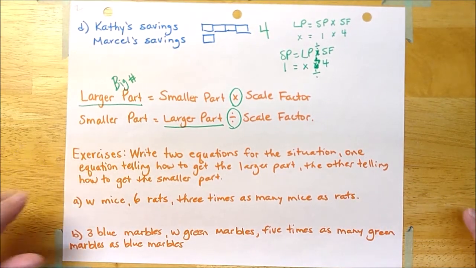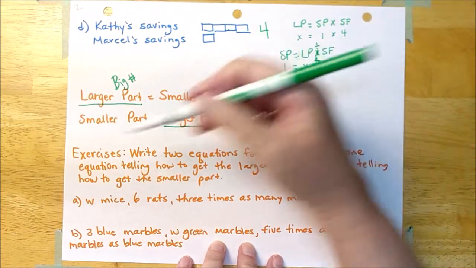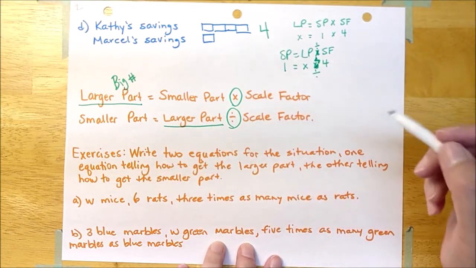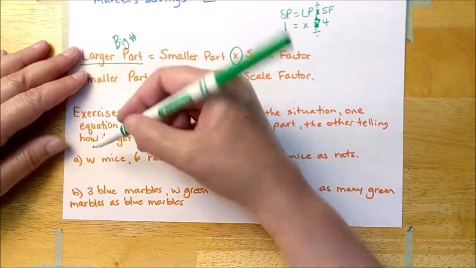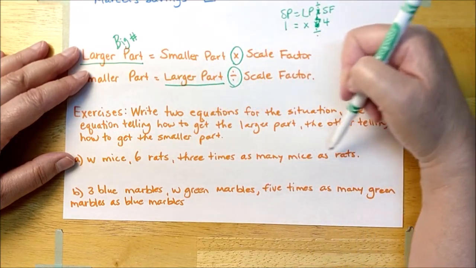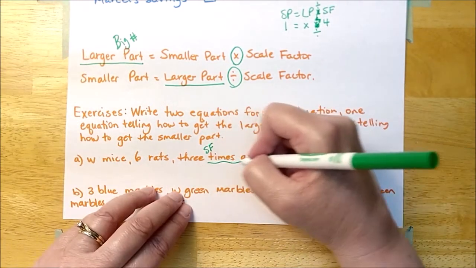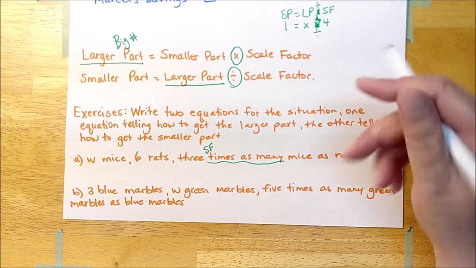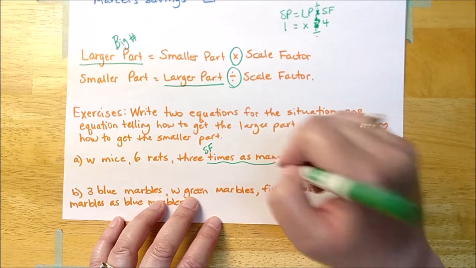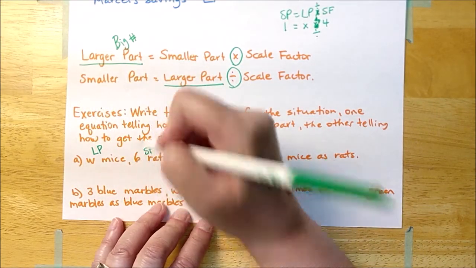So what we need to do now for this activity is to write the 2 equations for the situation, one equation telling how to get the large part and the other telling how to get the small part. So the first one says we have W mice, 6 rats, 3 times as many mice as rats. So we know that this is my scale factor. The one that has the words times as many is always my scale factor. So I now have 3 times as many mice. So that means my mice is 3 times as many as these. So that's my large part, and this is my small part.